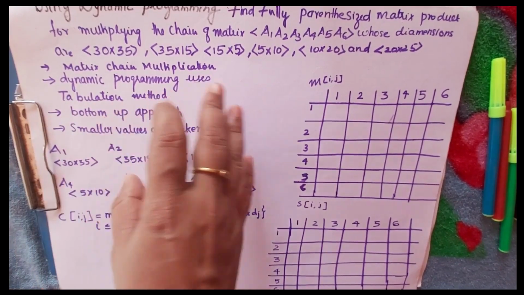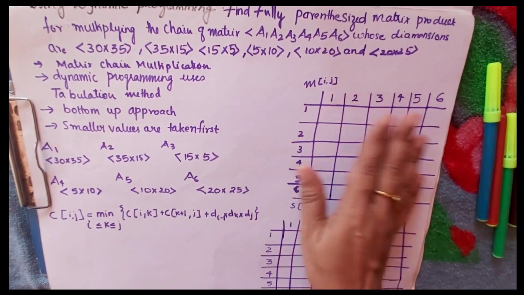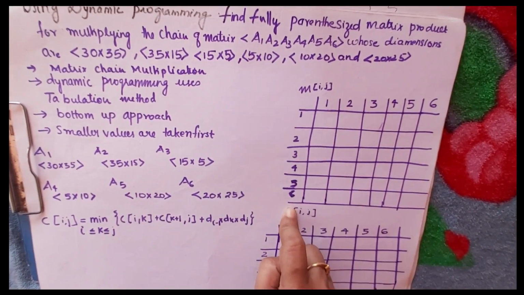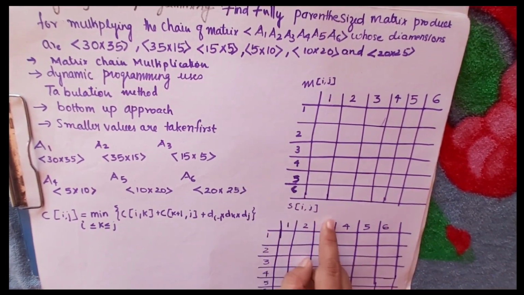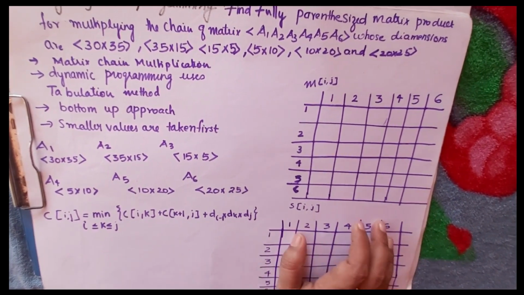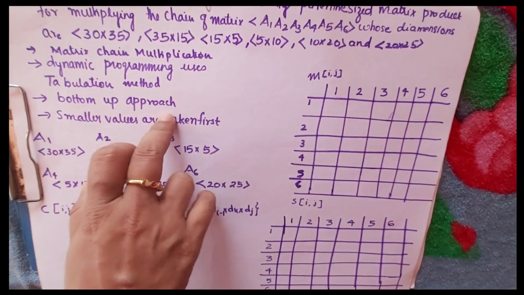Dynamic programming basically uses a tabulation method. This is the table you have to make, and this table consists of 6 rows and 6 columns, and is used for storing the solution. And there is one more matrix, S i comma j, and it is used for splitting purposes. This method is actually a bottom up approach.